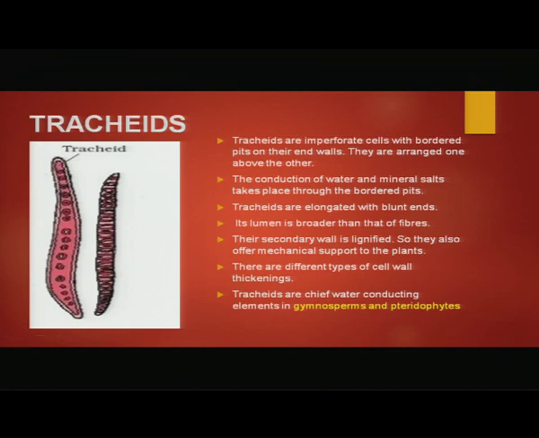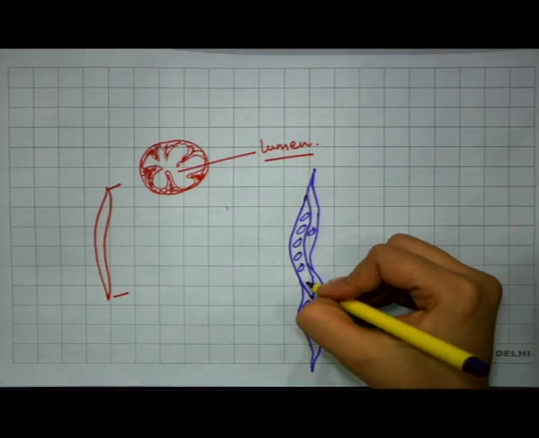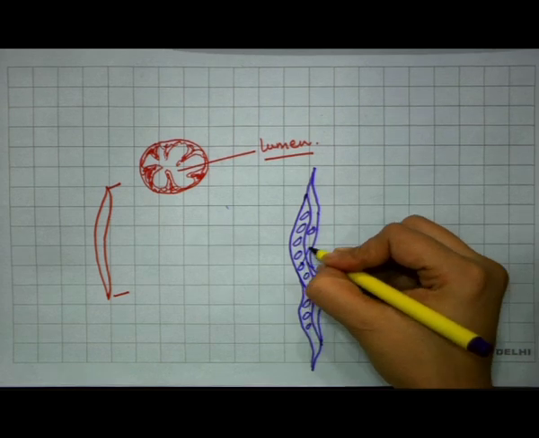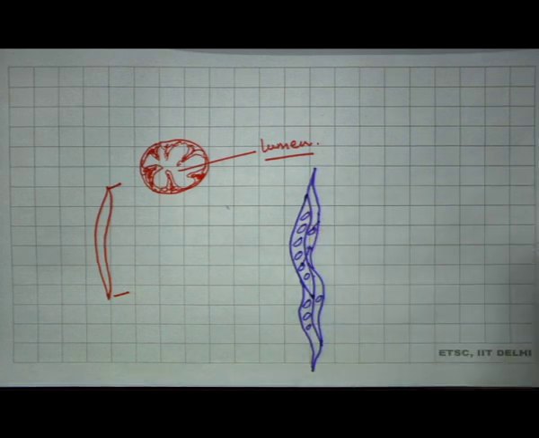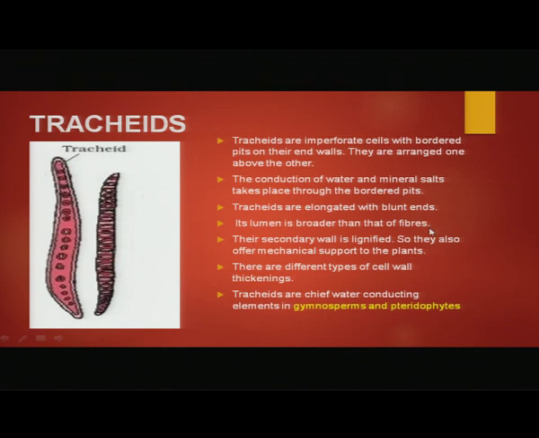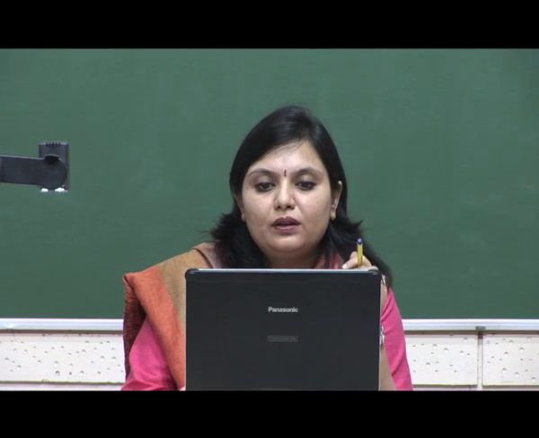Please note here that their end walls are closed. So, the water or the salts have to move from one tracheid to another, and so on and so forth. As I said, they are just like fibers, but their lumen is broader than that of fibers. The secondary wall is lignified, so they also offer mechanical support. Wherever there is lignin, remember there will be support, because lignin forms quite a hard covering on the cell walls.